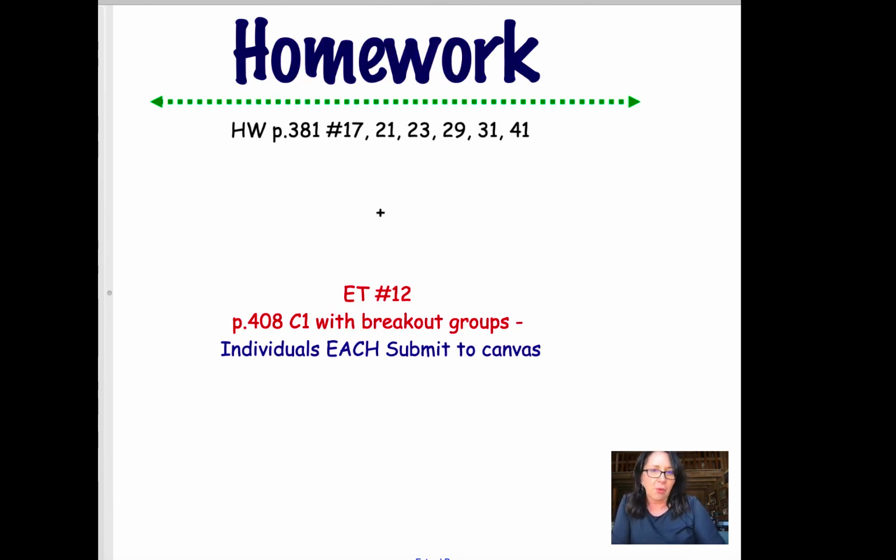You have homework, which is page 381. And you do have an exit ticket, which is just a one-question exit ticket, and each individual needs to submit their own answer. But you will have time, obviously, this is such a short day, that you'll have time to work with your breakout rooms and help each other on that problem.